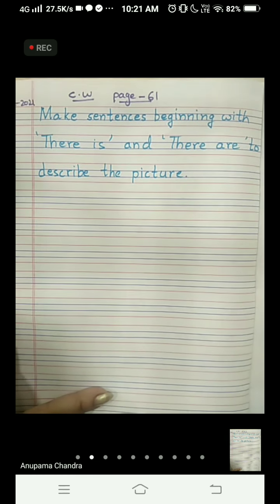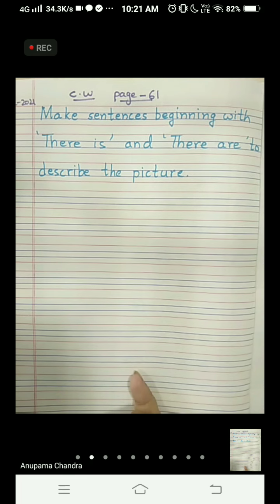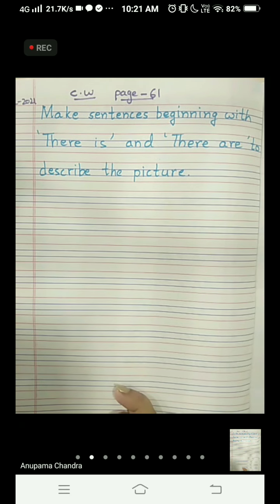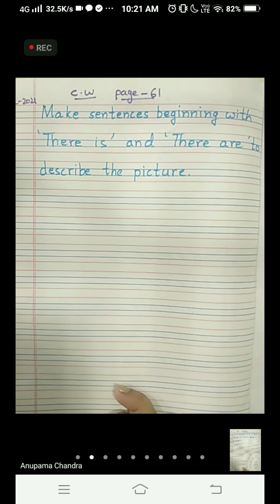Okay, picture is there in your book, page number 61. So what we have to do, we have to describe the picture, children, and we have to begin the sentences with there is and there are, and we have done this many times, enough number of times we have started the sentences with there is and there are. So I hope every one of you know it very well.